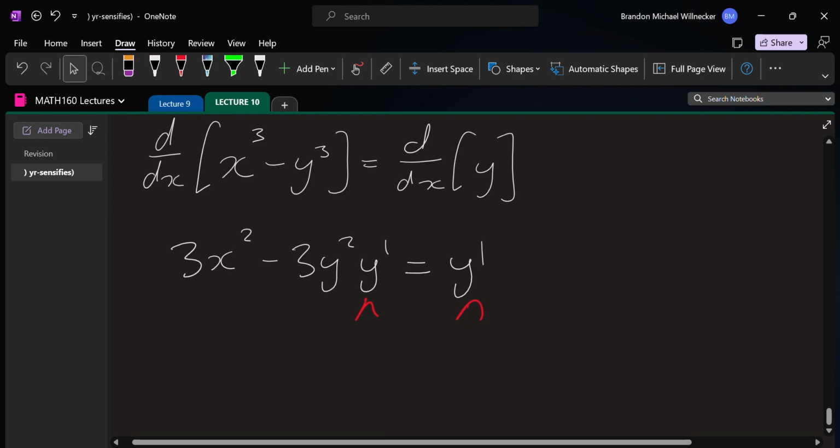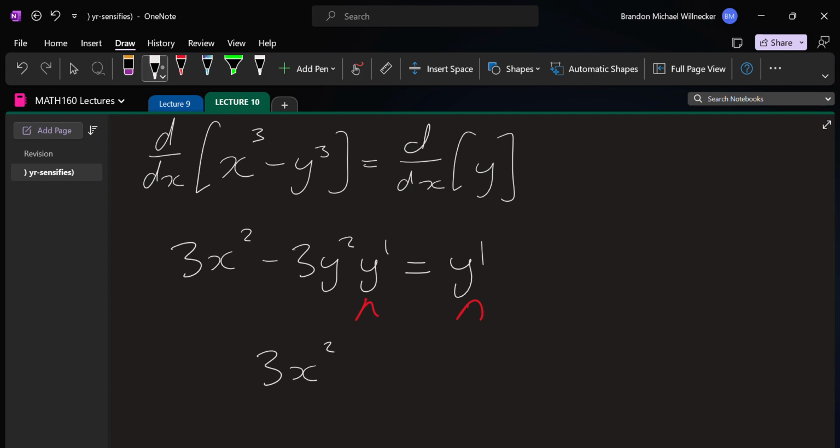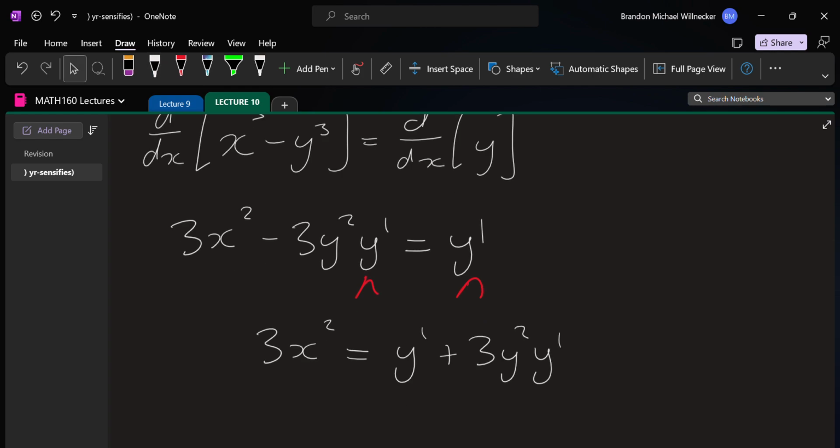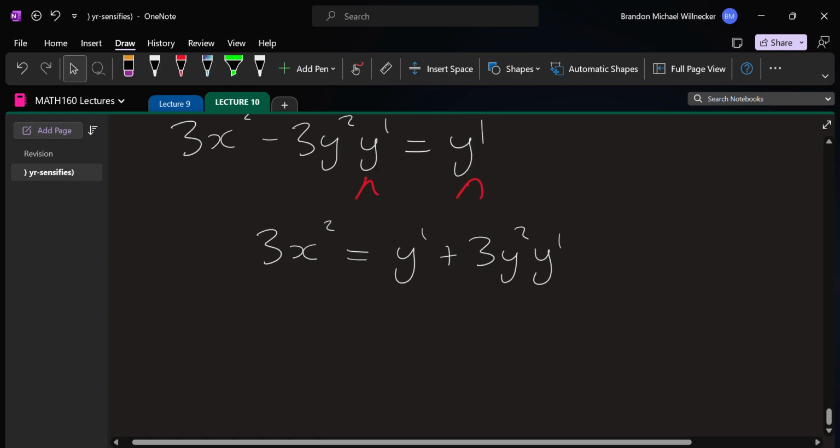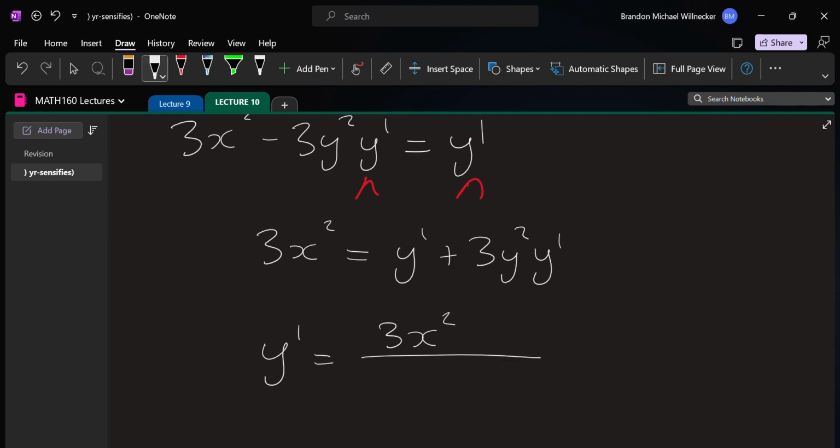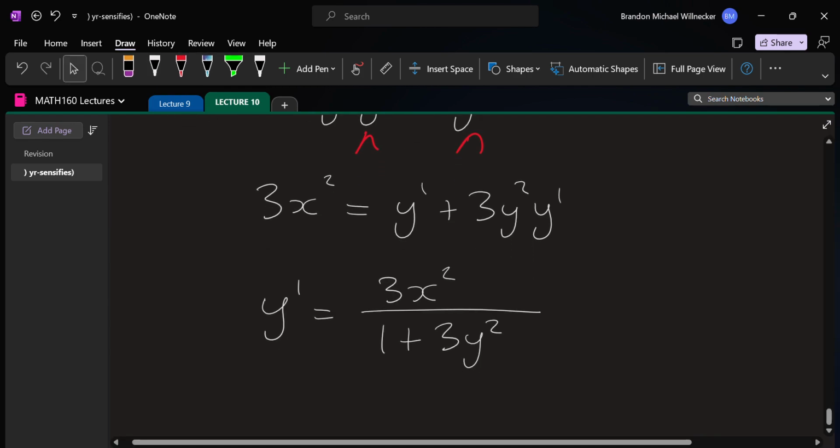Derivative of y cubed, that's y of x cubed, so chain rule there. That's going to be 3y squared, y prime. And then d by dx of y, that's just y prime. So we've got a y prime over here and over here. We can take the y primes to one side. So we're going to have 3x squared, that's y prime, plus 3y squared, y prime. Now we can just factor out the y prime. So y prime, that's going to be 3x squared over 1 plus 3y squared.